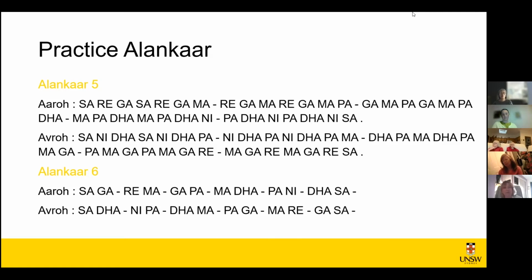It might help in whatever music style that you choose to sing, because it gives that control over your swar or notations and the way you sing.